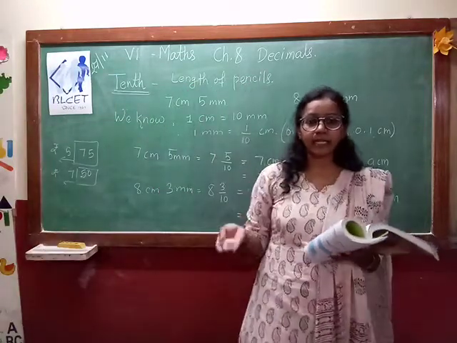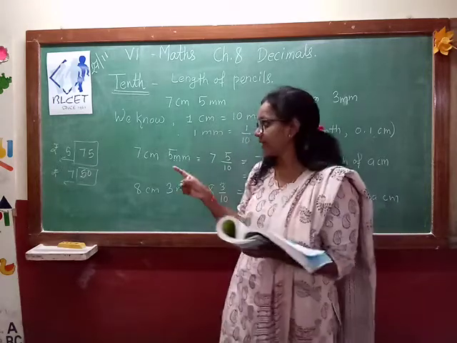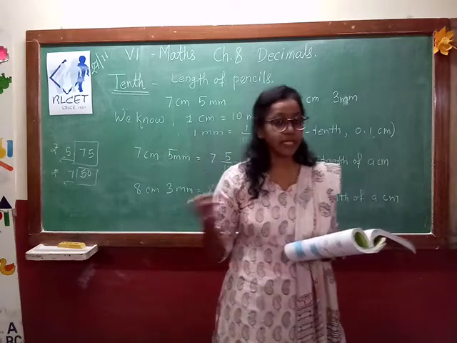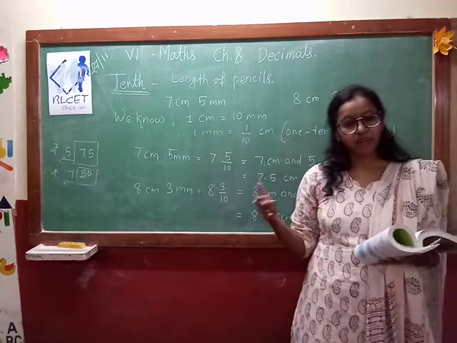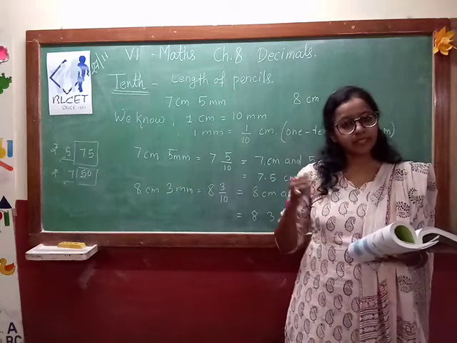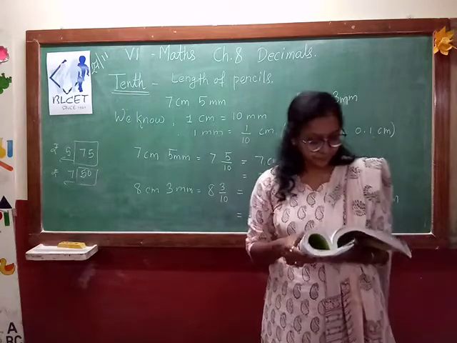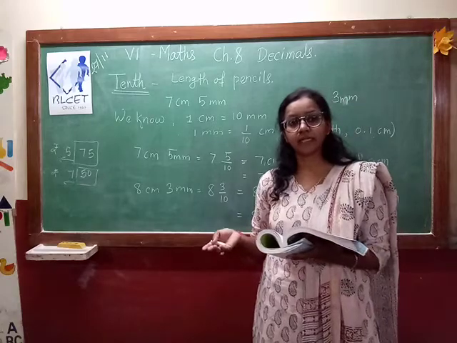If you purchase anything from the market, the mark price is already mentioned. Like this, rupees 5.75, or you can say rupees 65.25. Sorry, 65.25. What does it represent? 65 rupees and 25 paisa. So this we have already learned. So now we understand the concept behind this, how we can represent decimal.